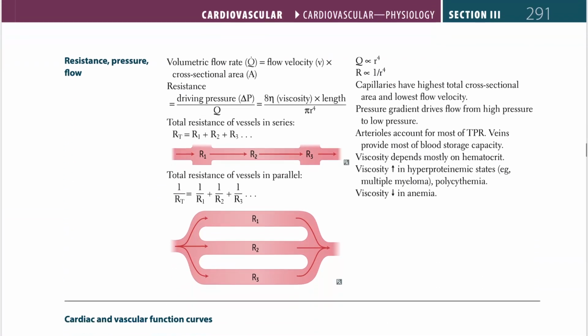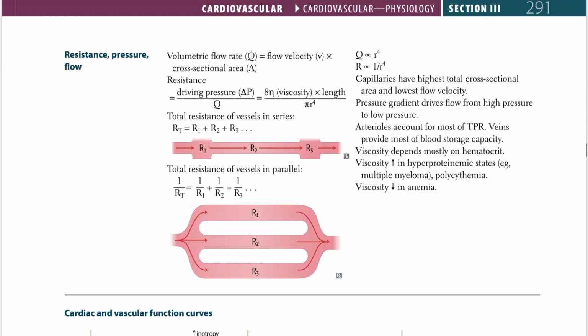What do we have? Okay, resistance, pressure, and flow. So volumetric flow rate, which is the Q, equals the flow velocity, V, times the cross-sectional area, A. Well, resistance equals change in pressure divided by the volumetric flow rate, Q, equals 8ηL, where η is the viscosity and L is the length, divided by, and very high yield is this, R to the 4, right? R to the 4 is very high yield. Pi times the radius to the 4.